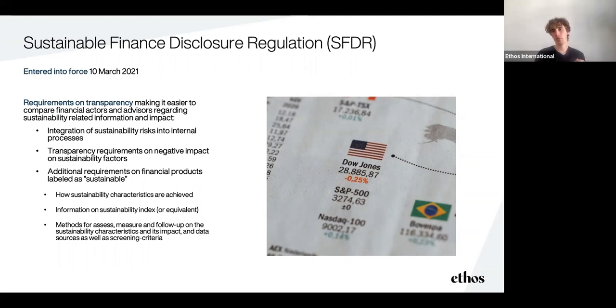And you have to be transparent about your investment methods and process for how you follow up on these sustainability characteristics and impact, and then report them annually in an impact report, which reports both positive and negative impact.